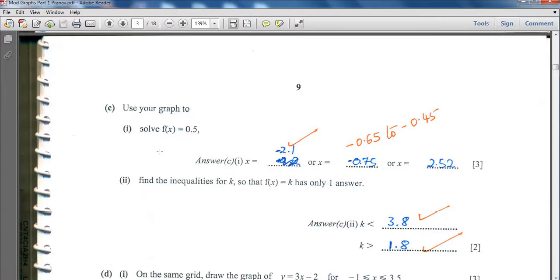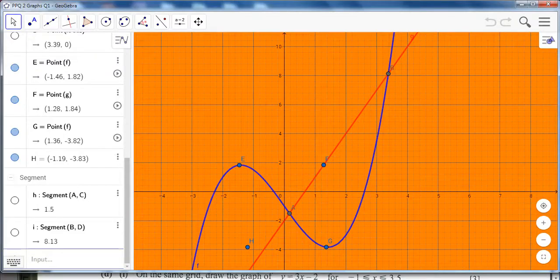Alright, so for part C of the question, we've already discussed this. Use your graph to solve f(x) = 0.5. What we have to do is, in the graph which we've plotted, go ahead and plot a line which is y = 0.5. So there you see, that's the way the line goes. And in order to find the solution of f(x) = 0.5, we need to make a note of the fact that the line cuts the original curve at 1, 2, and 3 points.